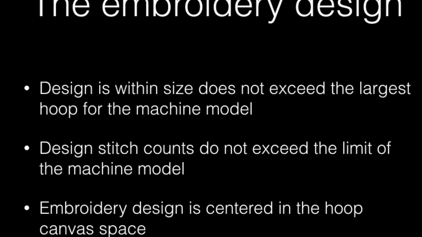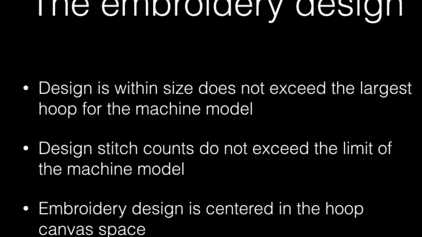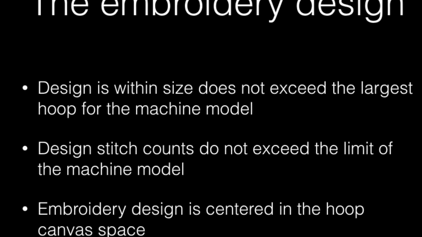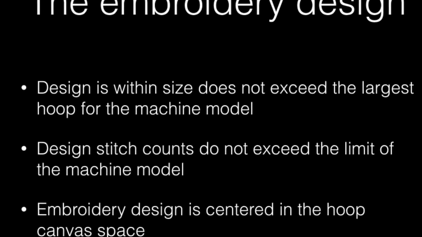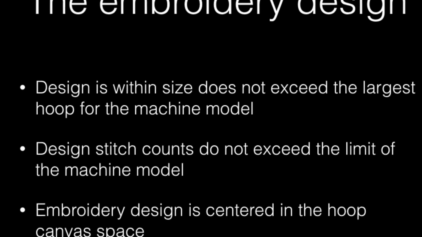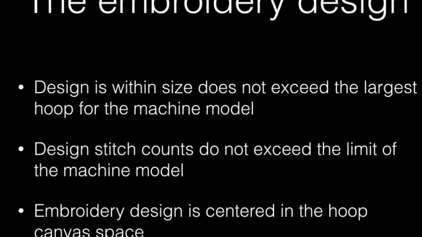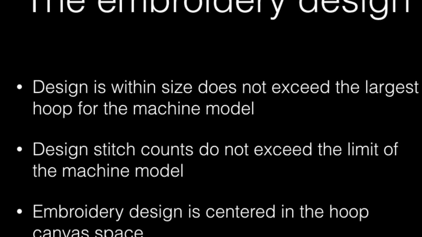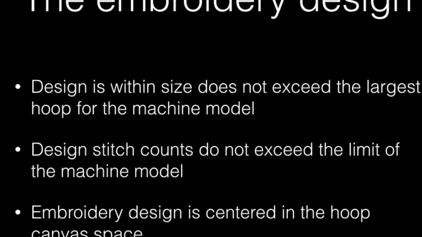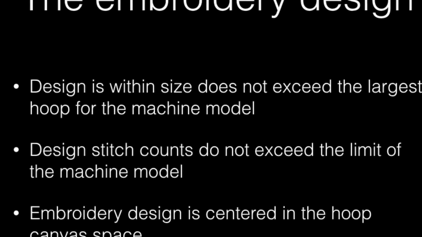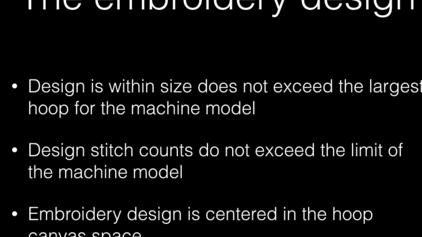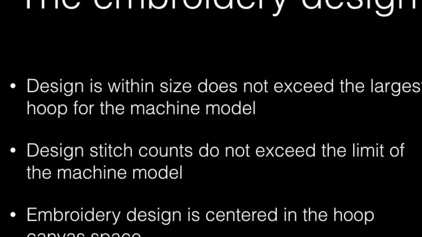And if that doesn't work, the next thing to check is the embroidery design itself. So the design can't be any larger than the hoop size for your machine. Also, it can't exceed the number of stitches allowed on your machine. And then the embroidery design is supposed to be centered in the hoop canvas of your machine.